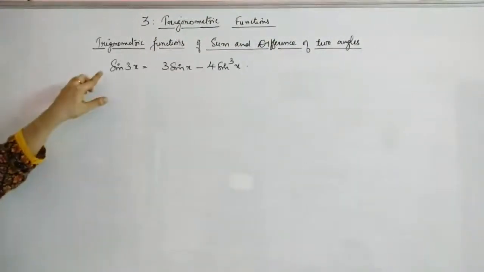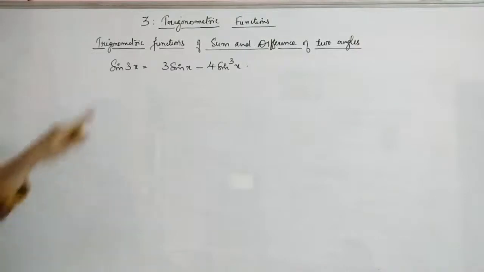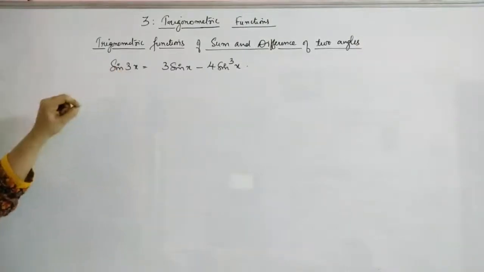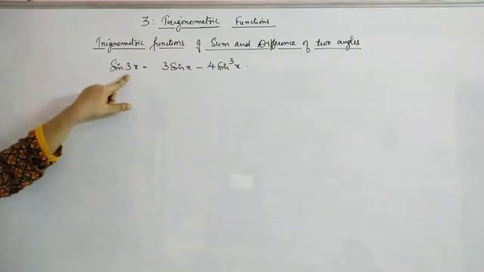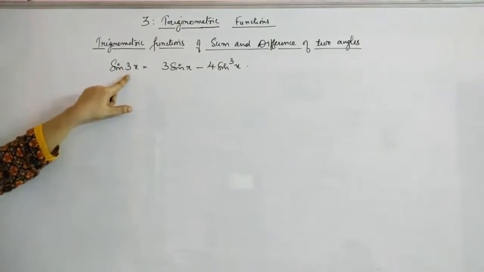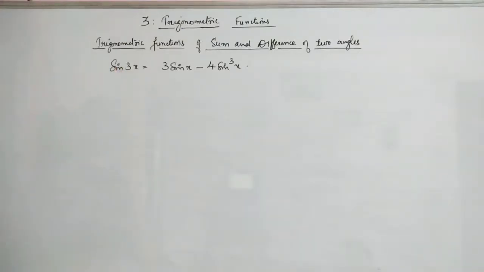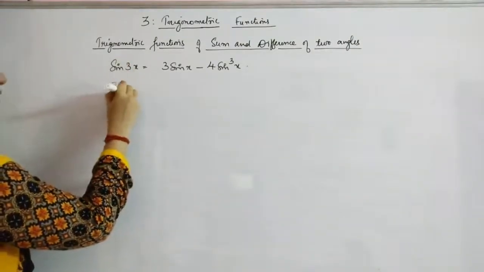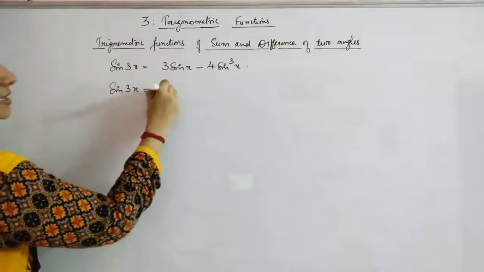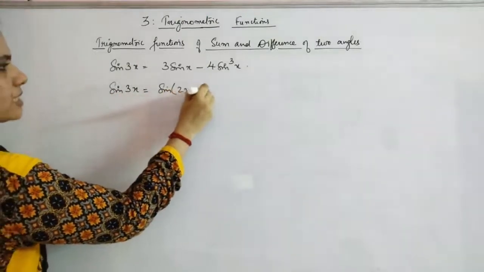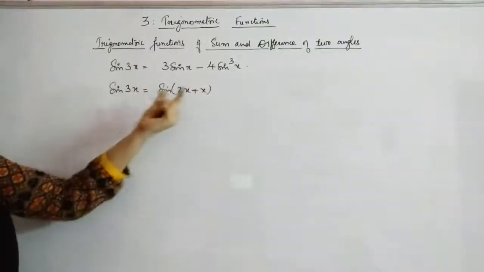Okay, so you have only one formula for tan 2x, which is 2 tan x by 1 minus tan square x. Next formula is sin 3x. So the angle is 3x. Earlier we have dealt with 2x angles, now you have 3x angles. Okay, so sin 3x is 3 sin x minus 4 sin cube x. Now for finding this out, we are writing sin 3x as sin of 2x plus x. We are splitting it into a sum of two angles.